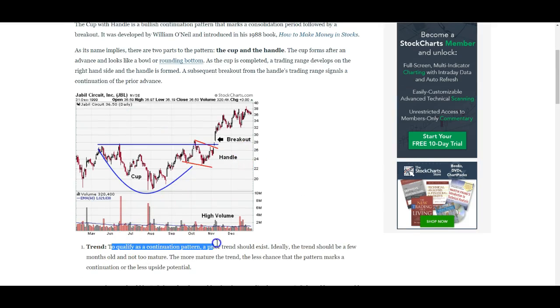The trend should be a continuation of a prior trend, meaning a prior trend should exist. Keep that in mind as I'm running through my examples. It also says it should be a few months old and not too mature.